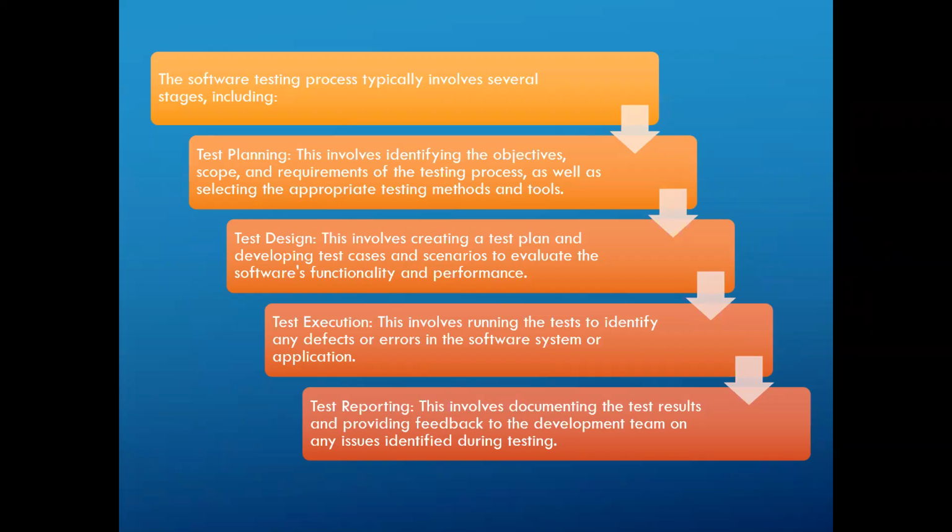And test reporting: once we identify the defects, we are going to report them, and we are going to add the evidences which are required to give the developer an idea. The developer is going to look into this defect and fix it. Okay, so these are the 4 phases that we have, and the rest of the phases I'll discuss in detail.